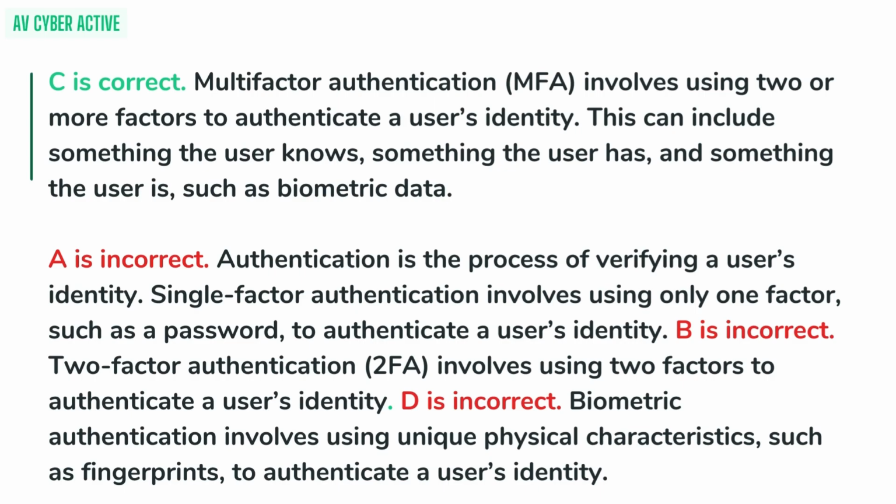A is incorrect. Authentication is the process of verifying a user's identity. Single-factor authentication involves using only one factor, such as a password, to authenticate a user's identity. B is incorrect. Two-factor authentication, 2FA, involves using 2 factors to authenticate a user's identity. D is incorrect. Biometric authentication involves using unique physical characteristics, such as fingerprints, to authenticate a user's identity.